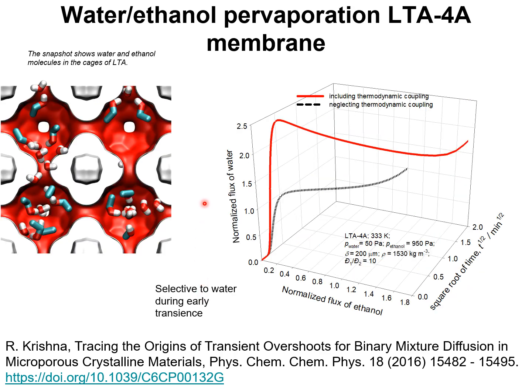Precisely analogous results are obtained for water-ethanol pervaporation across LTA-4A membrane. During early transients, the water flux shows a pronounced overshoot. These are the simulations that include thermodynamic coupling. If thermodynamic coupling is ignored, no overshoot in the water flux is realized.